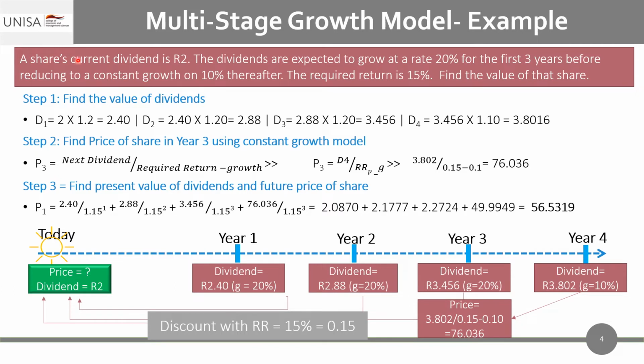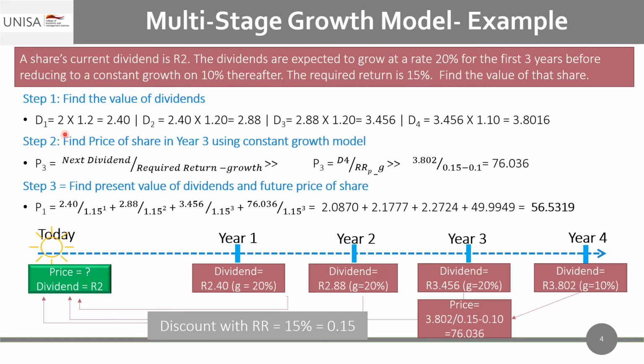Now we are doing a slightly more complicated example. In this example, let's say a share's current dividend is 2 rand. The dividends are expected to grow at the rate of 20% for the first 3 years before reducing to a constant growth of 10% thereafter. The required return is 15%. Find the value of that share. So now you can see that we have two growth rates: a high growth rate, which is 20% for the first 3 years, and then a constant growth rate of 10%.